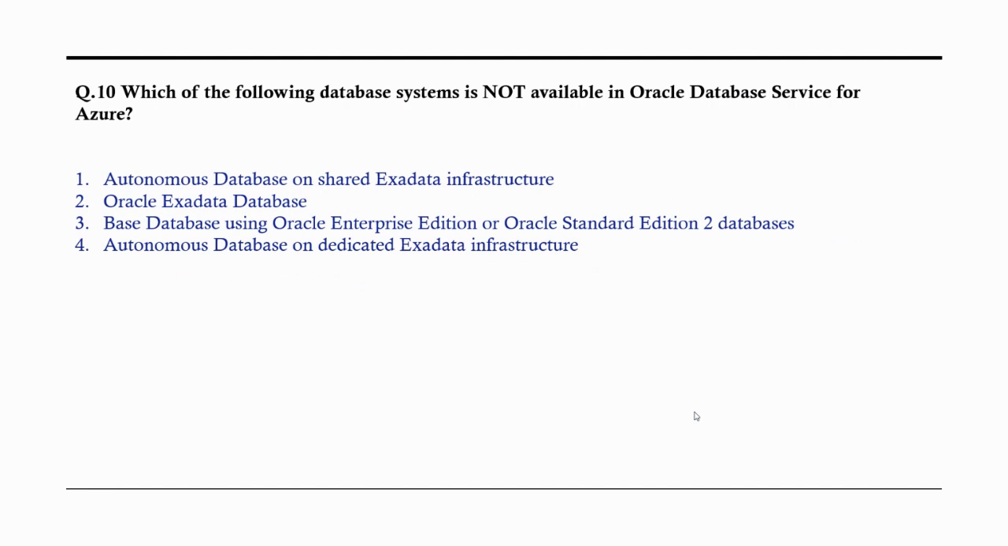Question 10. Which of the following database systems is not available in Oracle Database Service for Azure? So currently Oracle Database has Base Database, Exadata, and HeatWave. Out of these, currently the Autonomous Database on dedicated Exadata infrastructure is not supported in Azure. Hence, the correct answer is answer 4.